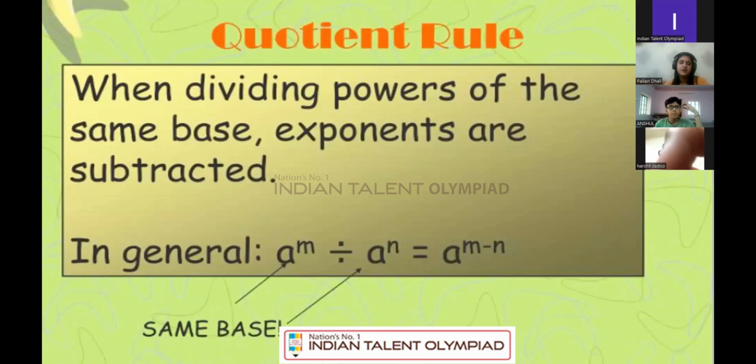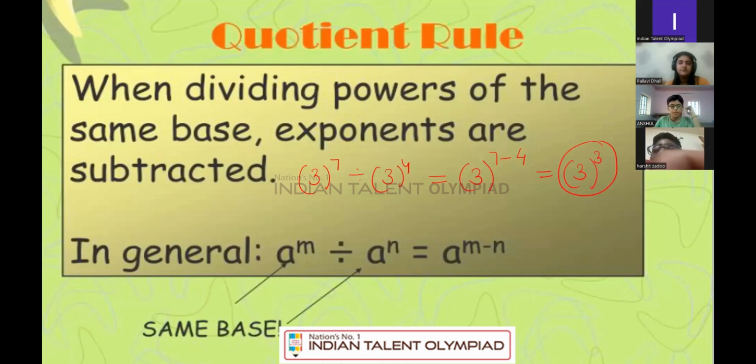So the last thing that we are going to learn here today is when the bases are the same and the exponents are different. If I say 3 raised to power 7 divided by 3 raised to power 4, what will be the answer? We are going the opposite of the multiplication. Here we are going to subtract the exponents, so the answer will be 3 raised to power 3. Are we good here? Yes, ma'am.